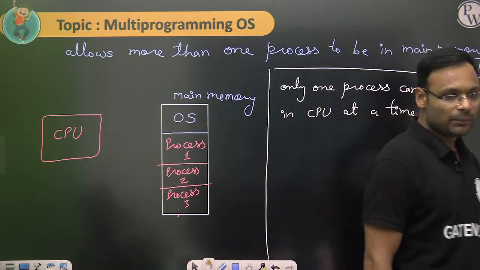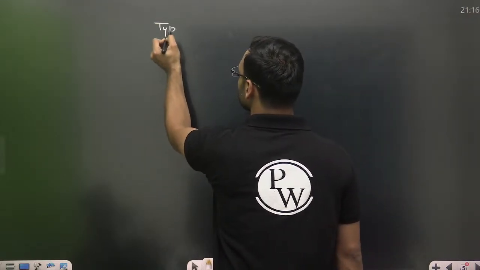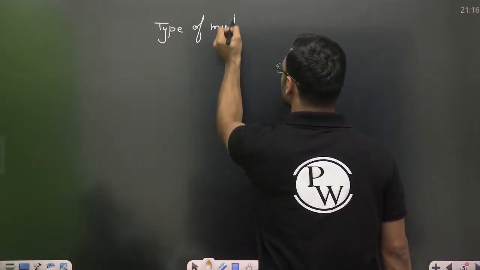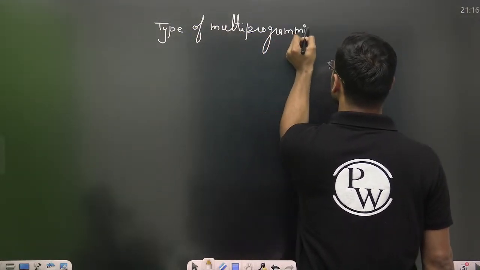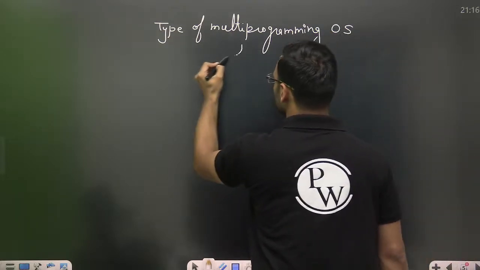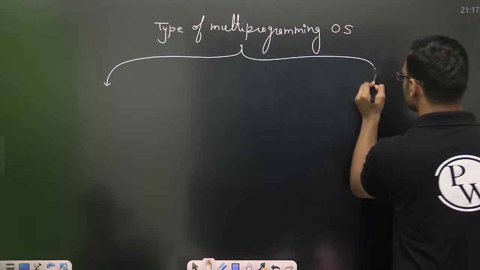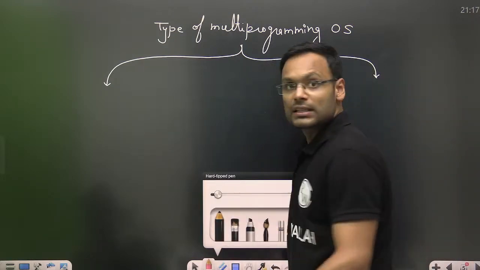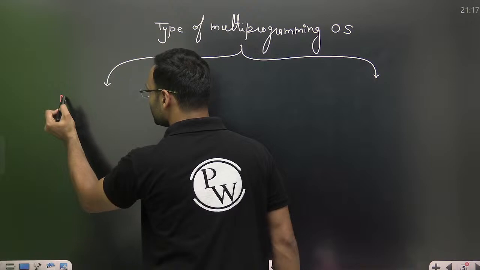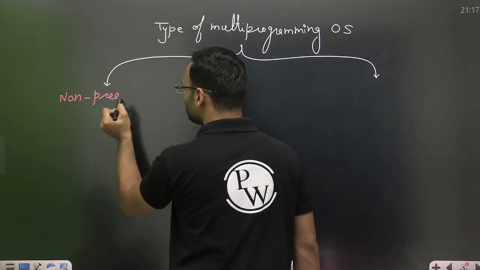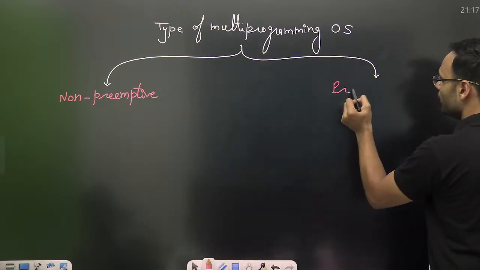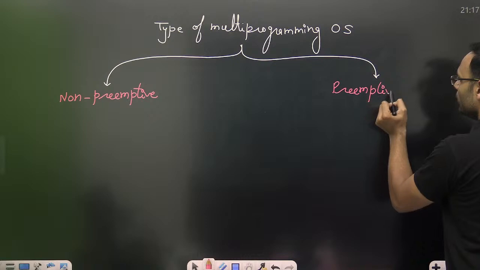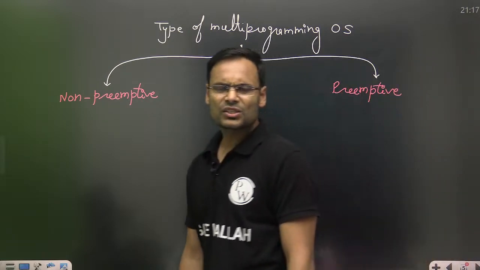Now this multi-programming operating system actually has two types. What are the types? Somebody knows? One is non-preemptive multi-programming operating system and the other one is preemptive multi-programming operating system. Now what are these two?